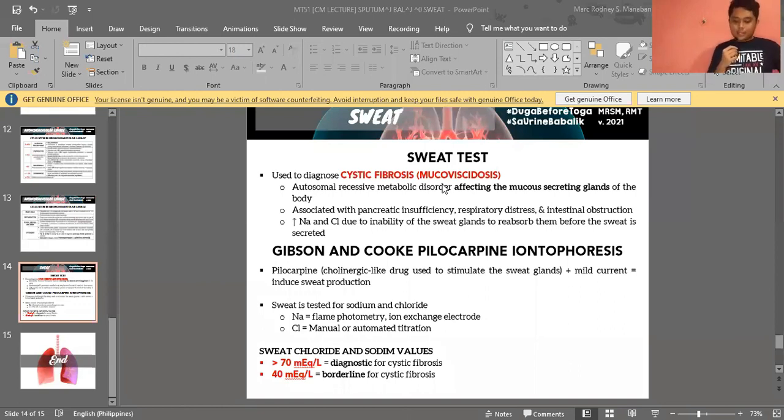So pilocarpine is a drug that induces your sweat gland to produce sweat, okay? And for sweat, atong i-measure ang chloride and sodium levels, all right? And sodium can be measured using flame photometry or ion exchange electrode, and for chloride pwedeng titration. So values greater than 70 are diagnostic for cystic fibrosis for both chloride and sodium. And 40 is borderline for cystic fibrosis. So again, basing on the question, what is the diagnostic value for cystic fibrosis for sweat chloride? Greater than 70. What is the borderline for cystic fibrosis? It's 40. Okay? All right.